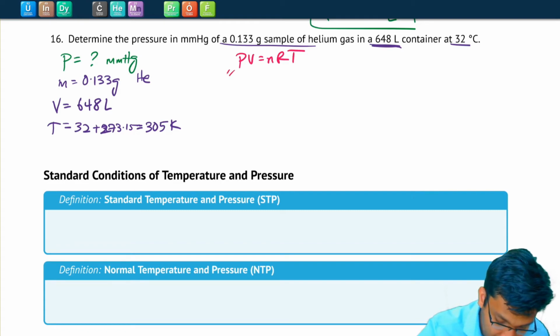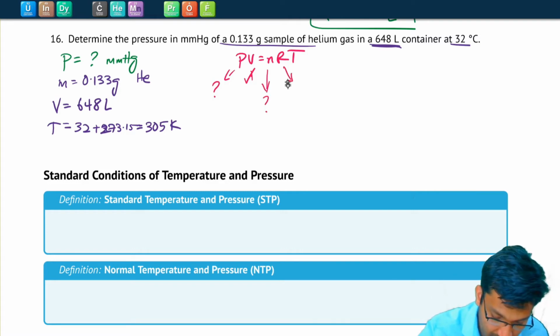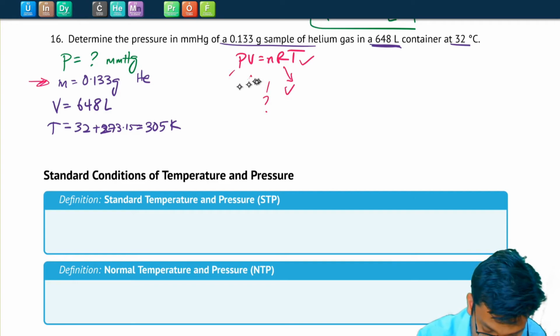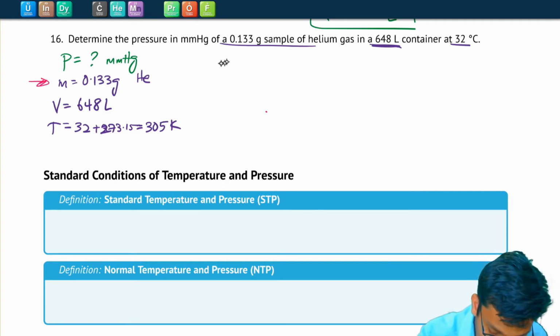We need to find the pressure, so that's okay. We have the volume, so let's give it a check there. We don't know the number of moles. We have R, we have T, so we need number of moles. We have mass. We can find number of moles from mass. So let's do that. So let's clear this up a little bit. Let's find number of moles.